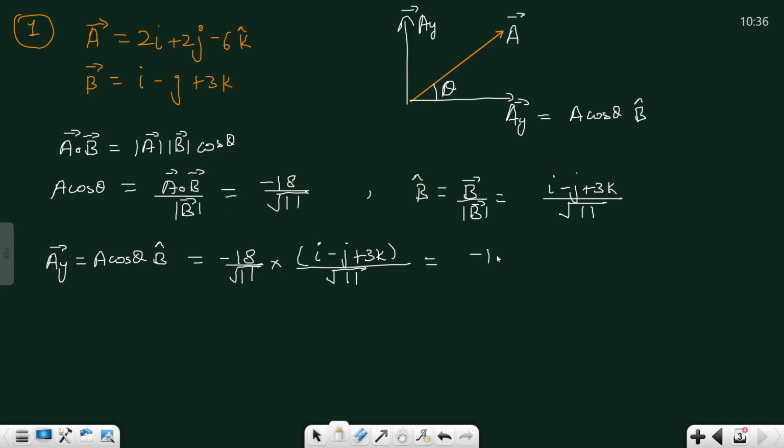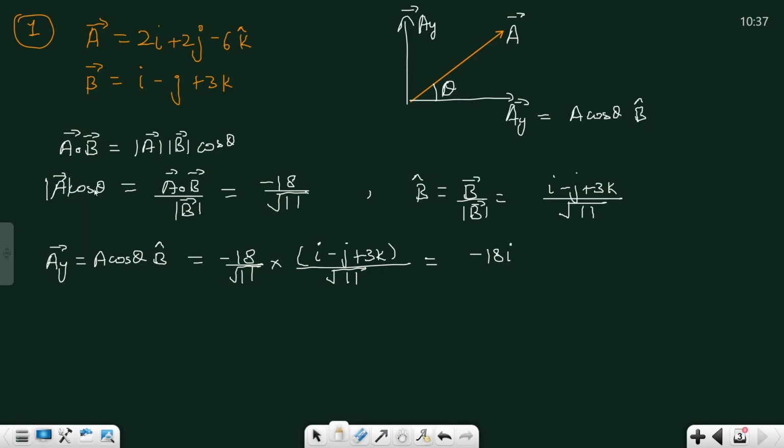So why can't we multiply the magnitude of a with cos theta? We got cos theta previously, so we just multiply. If you multiply magnitude of a with cos theta, you will get a cos theta, no? So I'm not getting root 11. I just got minus 18 by 11 into bracket i minus j plus 3k.